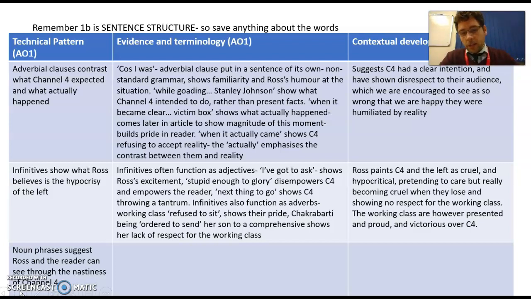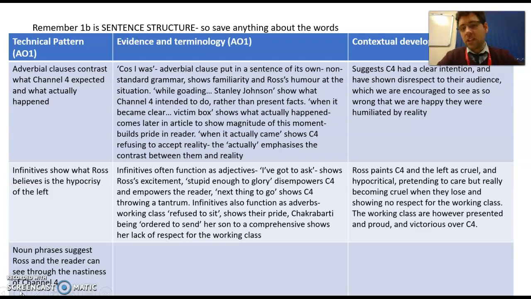But I think some of the infinitives I felt function basically as adjectives. So Ali Ross describes himself as having to ask. Okay, I've got to ask. So it shows his excitement. He says Channel 4 are stupid enough to glory in their left-wing bias. So that works like an adjective really to say that they're idiots. They're so stupid that they glory.